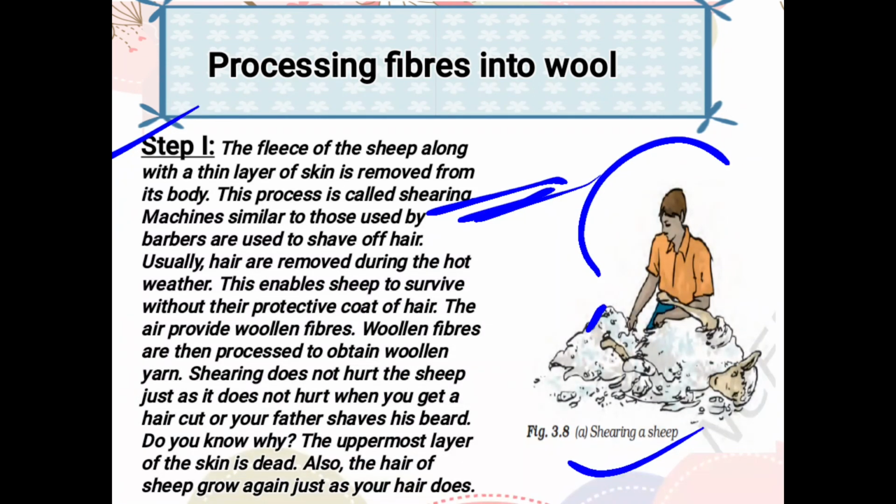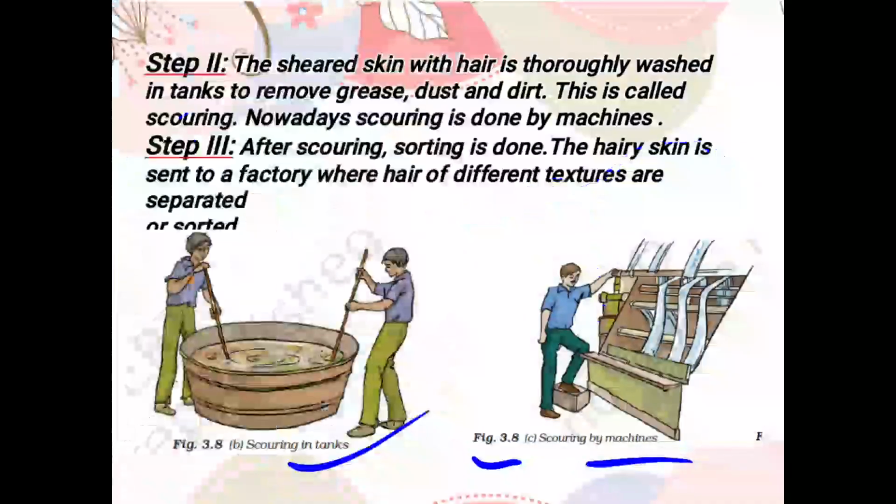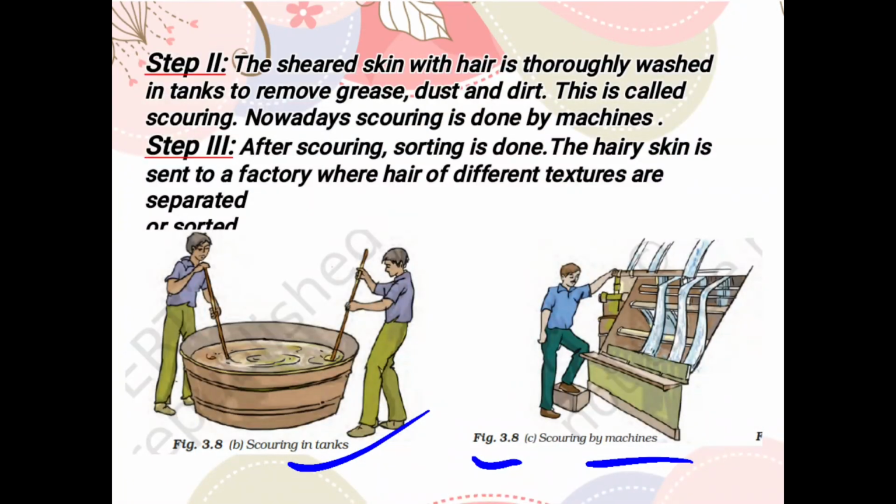The first step is that first of all, the hair of the sheep's body is removed from the sheep, and this process is called shearing. Once the shearing is done, after that we remove whatever dust particles or germs, grease, etc. are there. That is also removed from the sheep's hair, and this process is called what? This process is called scouring.